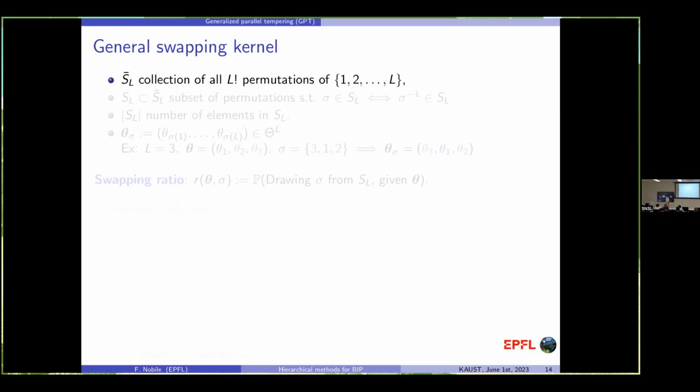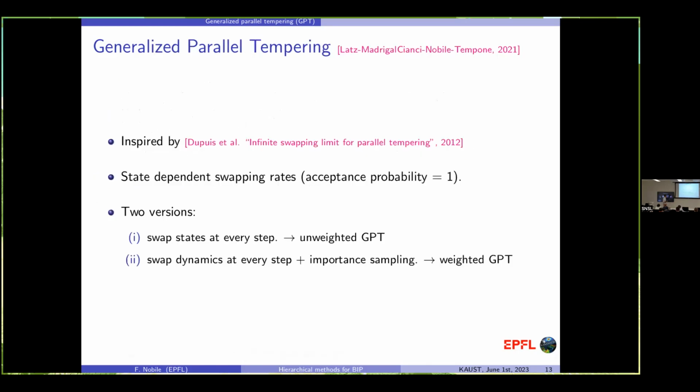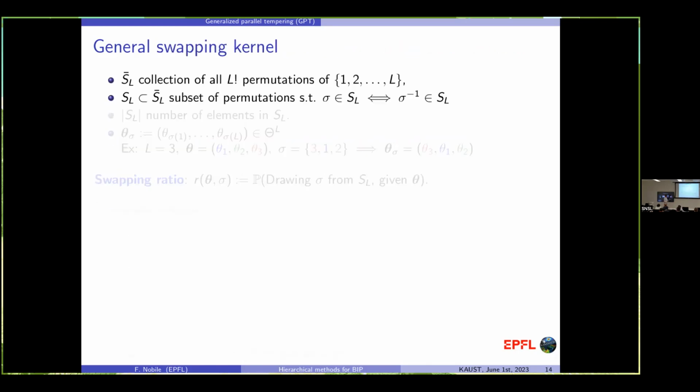So here is the general setting for this generalized parallel tempering. Let's consider all possible swapping. So let's consider all possible permutations of the states. Let's not limit to some a priori defined swapping rules. Of course, if we consider all possible permutations, that's going to be L factorial if we have L temperatures, so if you take many temperatures, this might be constraining. So you might also want to consider a subset of permutations, but to guarantee reversibility of this chain, if you have a permutation in your set, you want to have also the inverse permutation in the same set. So then you make sure that you can also come back to the original state.